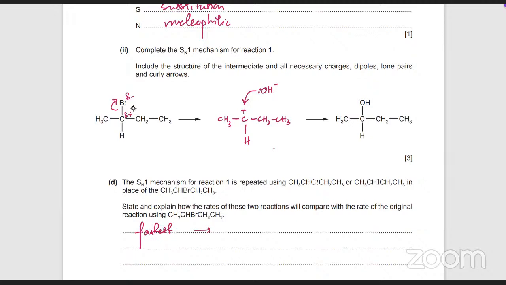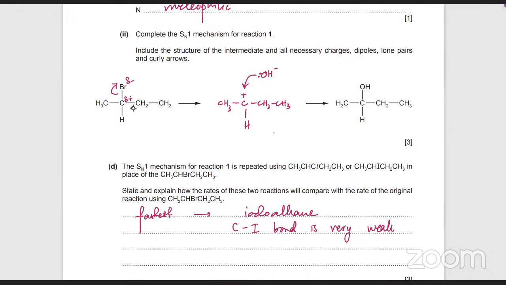Sir, iodo? और क्यों होगा? क्योंकि इसके bonds weak हैं. हाँ ठीक है वही. So the C-I bond is very weak. Bigger atoms always form weak bonds. So because the first step involved the breaking of the halogen bond, in the case of iodoalkane, it will happen very quickly.